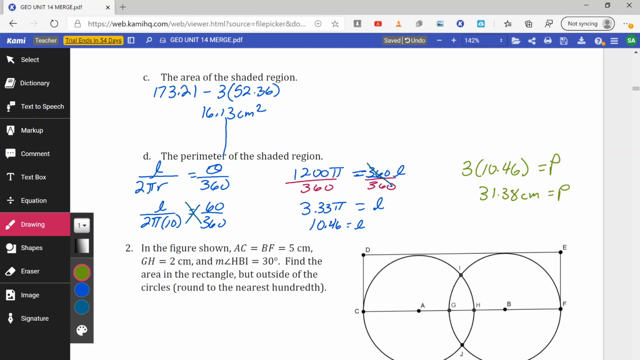So again, we can use these proportions to figure out lengths of arc. The length of the arc divided by the circumference of a circle, 2 pi r, is equal to our central angle divided by 360. We can also find the area of a sector by setting up the proportion. Area of the sector over area of the circle is equal to our central angle over 360.